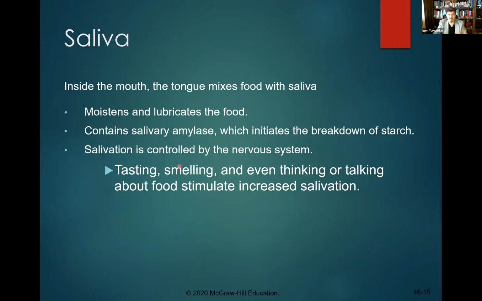So tasting, smelling, and even thinking or talking about the food stimulates increased salivation. You probably experienced that whenever you smell something.